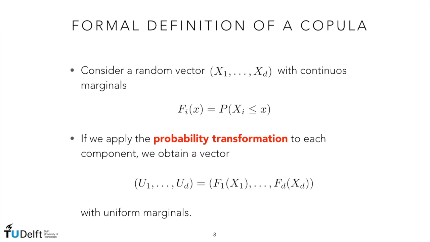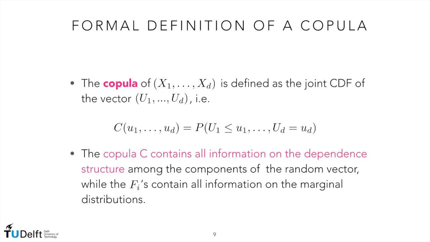Consider a random vector X1, ..., Xd with continuous marginals F1, ..., Fd. If we apply the probability transformation to each component, we obtain a new vector with uniform marginals. A copula for X1, ..., Xd is defined as the joint distribution of the new uniform vector U1, ..., Ud. The most interesting aspect of copulas is that we can show that the function C contains all the information on the dependence structure among the components of the random vector, while the Fi's contain all the information on the marginal distributions.